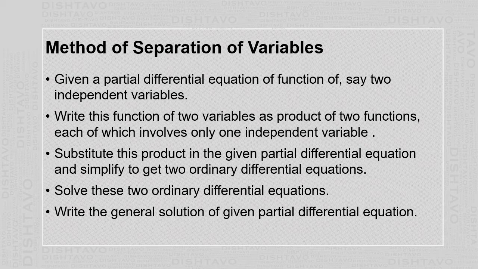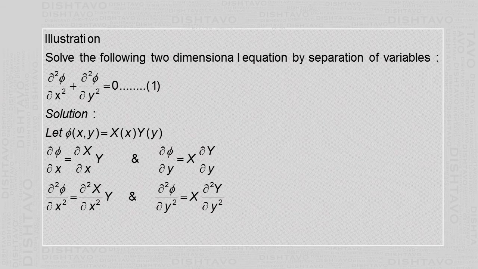Then substitute this in the given partial differential equation and simplify it. When you simplify it, it will give rise to two ordinary differential equations if there are two independent variables. Then you can solve the ordinary differential equations by the available methods, and then you can write the general solution. In this illustration, we will see how to solve the partial differential equation using the method of separation of variables.